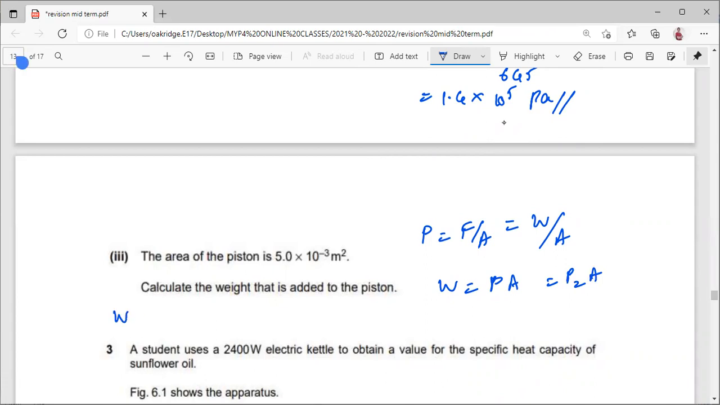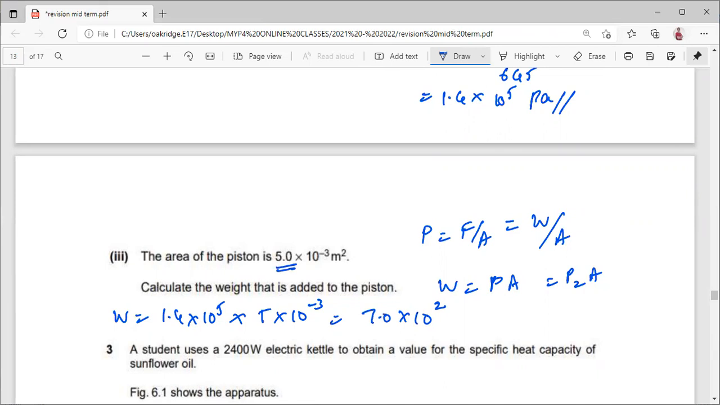So thus W should be equal to, what is P2? 1.4 into 10 to the power of 5 multiplied by area, which is 5 into 10 power minus 3, which is equal to how much? 1.4 into 5 will be equal to 7. 7 into 10 to the power of 5 minus 3 is 2. Note that there are two significant figures here, so I'll write this as 7.0 into 10 square.